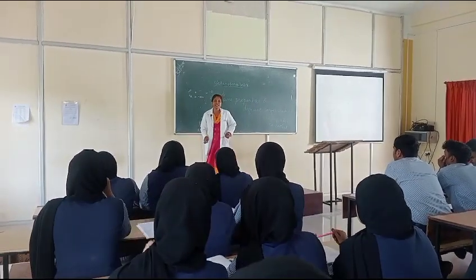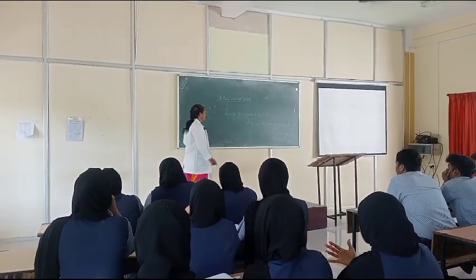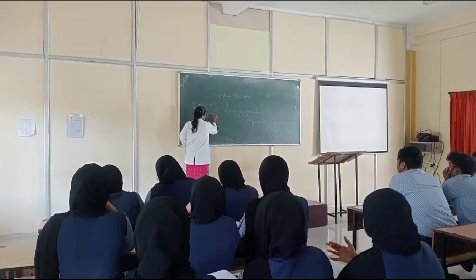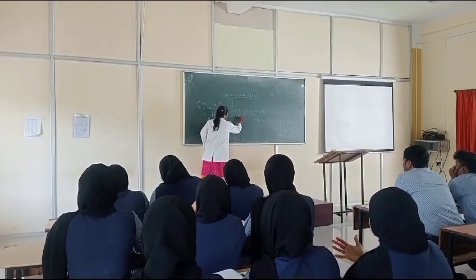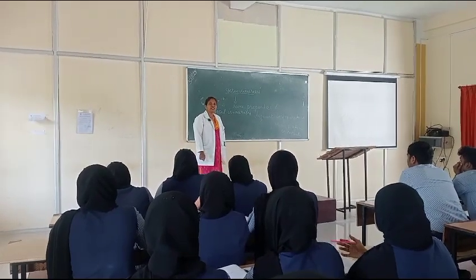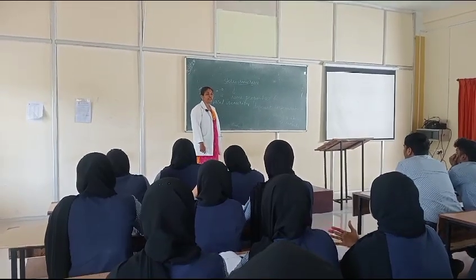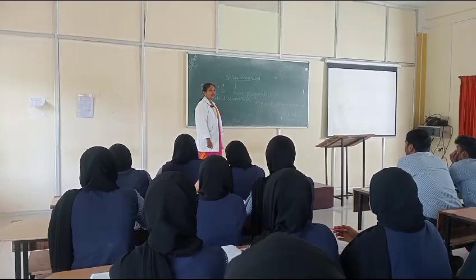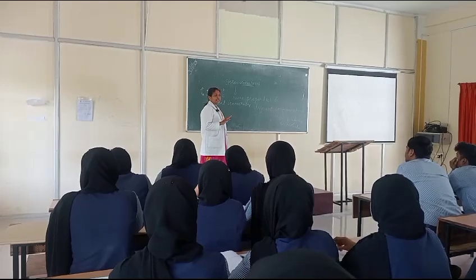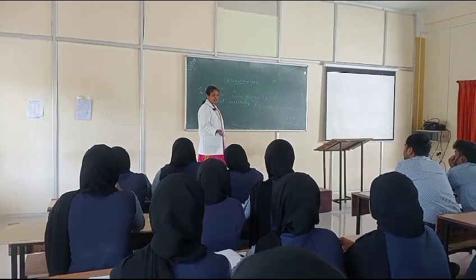Stereoisomerism we can divide into two types: one is optical isomerism and the other is geometrical isomerism. Before that, what is optical isomerism? Optical isomerism is when the sample rotates plane polarized light. Rotation to the right side is dextrorotatory and to the left side is levorotatory.